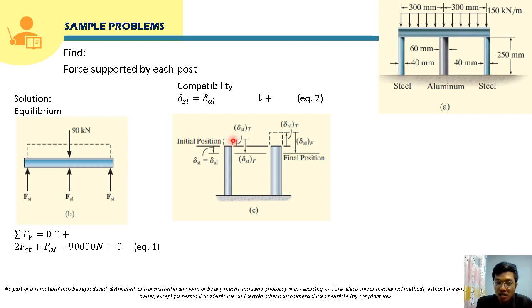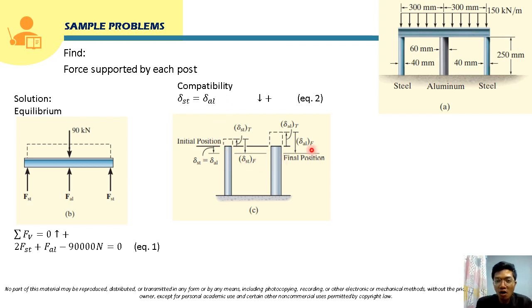This illustration here, class, indicates that the steel will elongate due to the change in temperature. But also, class, this steel bar will deform, it will be compressed due to the load. So the deformation due to that load, class, will be this deformation, due to the compressive force that this post will support.